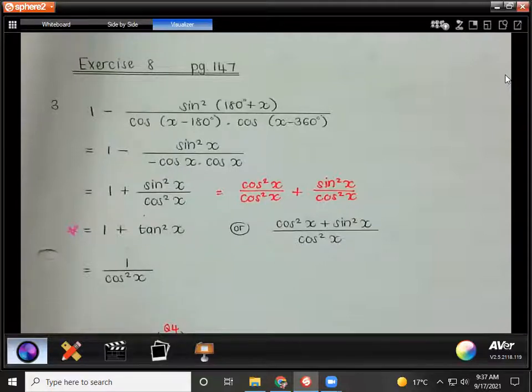This one was a sine squared from the start. That's why it becomes positive. These are two separate cos x's. All right, so what happens here was this minus and that minus, if you multiply them together, will become a plus. Okay. Does that make sense?